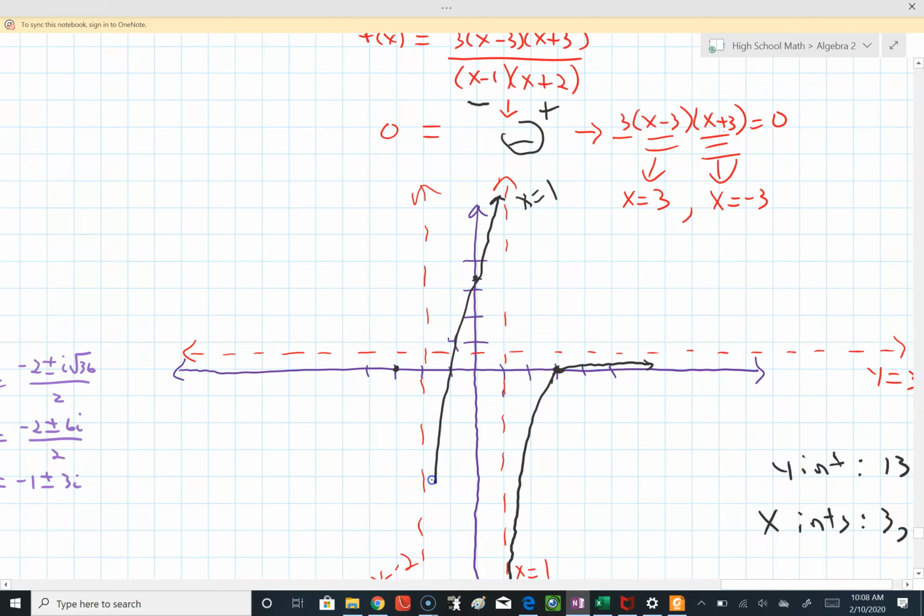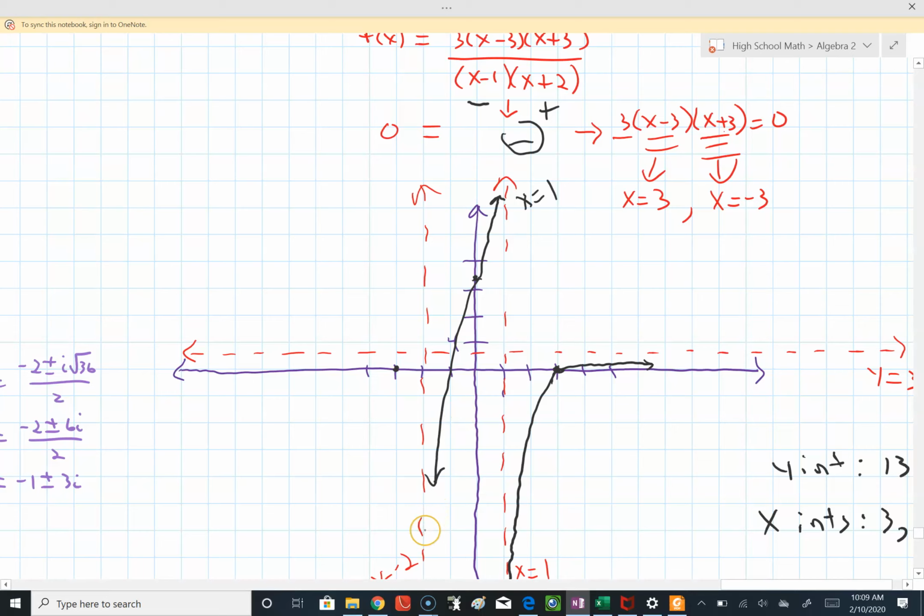All right? But I'm going to do this one. In the middle, it can hit the horizontal asymptote. The horizontal asymptotes are at the infinities. In the middle, the horizontal asymptote is free to hit. All right?